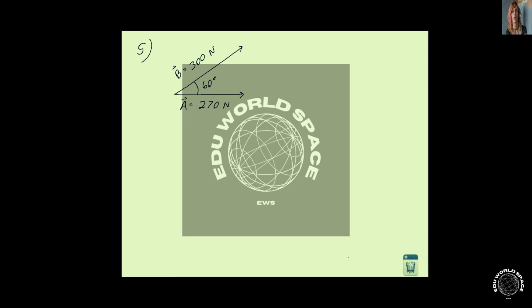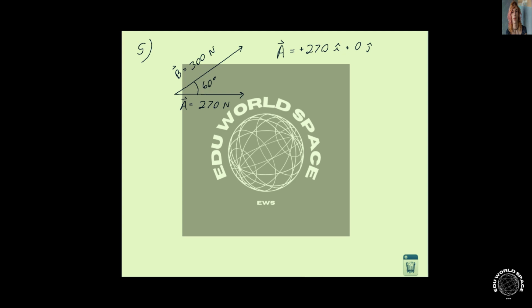I've put A going straight in the x direction. That makes it easy to find the components of A. So our vector A in unit vector notation is going to be 270 newtons in the I direction, and that's positive. And we're going to have 0 newtons in the J. It doesn't even have a Y component.